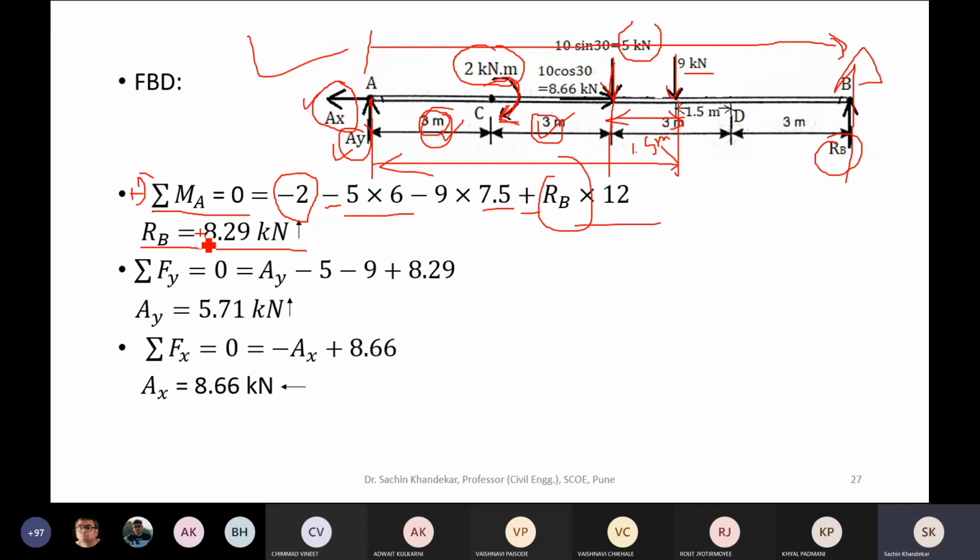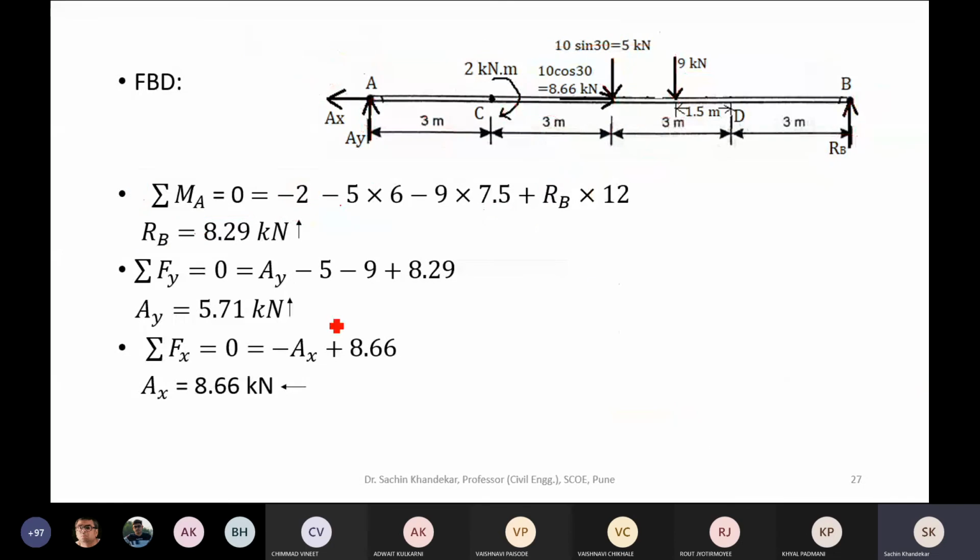Please note that after solving we got plus sign for this RB. So what does the plus sign mean? It means the assumed direction of RB is correct. Plus sign doesn't mean upward, no, this is a wrong conclusion. We have got plus sign after solving, which means our assumed direction of RB is correct. And what is the assumed direction of RB? It is upward. So RB is acting in upward direction.